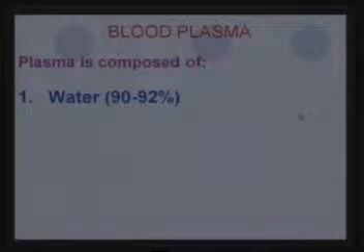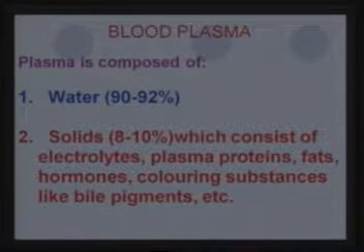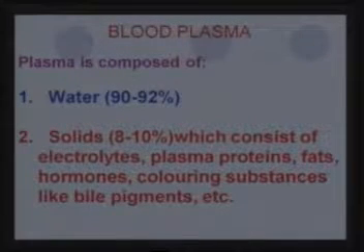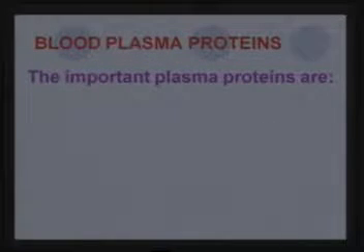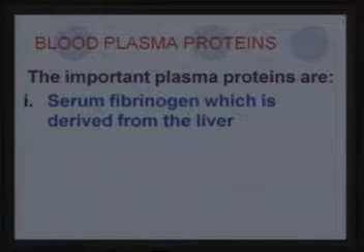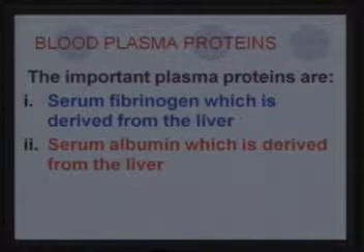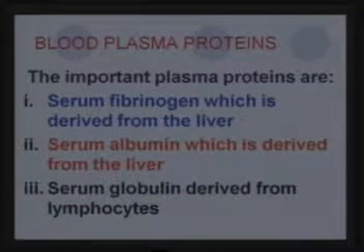The blood plasma is, as I said, basically the liquid part of the blood, and it has about 90 to 92% water. But apart from that, it has some solid components, which consist of electrolytes, plasma proteins, fats, hormones, and coloring substances like bile pigments. So along with water, it has some solid components. The blood plasma has proteins, and the important blood proteins are serum fibrinogen, which is obtained from the liver, the serum albumin, which is also from the liver, and the serum globulin, which is derived from the lymphocytes, that is, from the white blood cells.